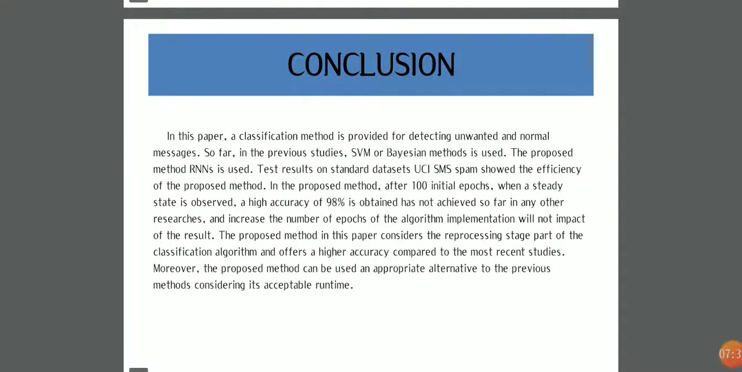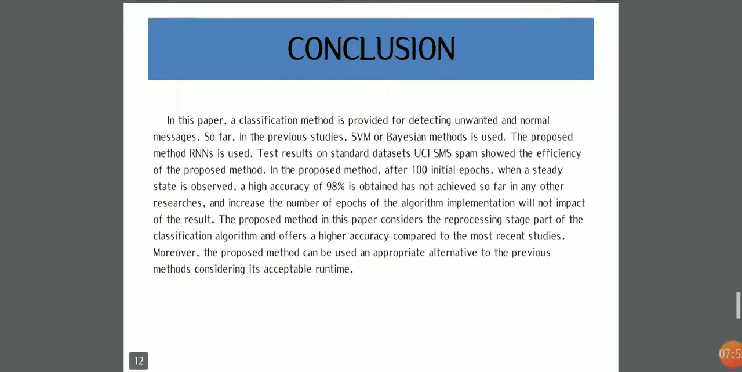And here is the final conclusion of our project. In this paper, a classification method is provided for detecting unwanted and normal messages. So far in previous studies, SVM or Bayesian methods were used. The proposed method uses RNNs. Test results on the standard dataset UCI SMS spam showed the efficiency of the proposed method.